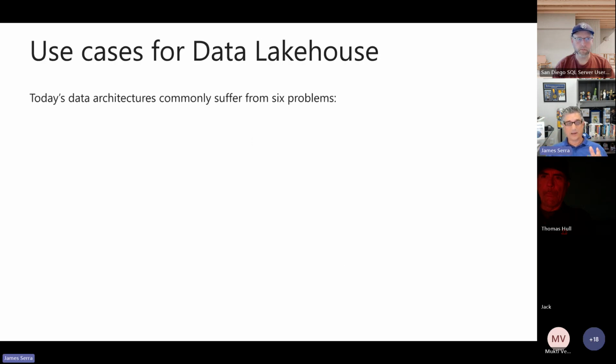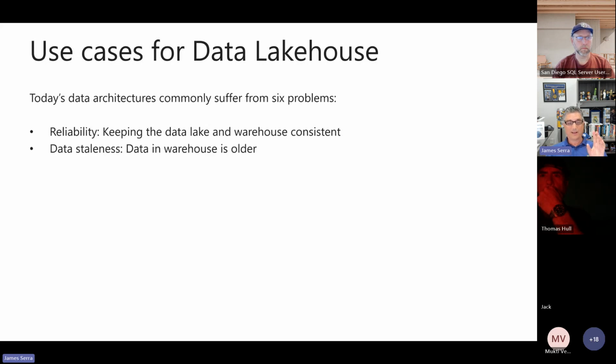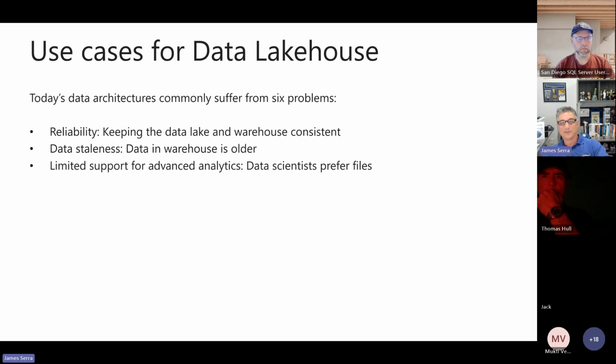So the use cases for a data lakehouse: they solve 6 problems. First, reliability. I don't have to keep the data lake and warehouse consistent because I only have one. The relational data warehouse is also always older, even if it's just an hour older, it's still older. Data scientists generally prefer files, so they prefer a data lakehouse, going against folders and files.